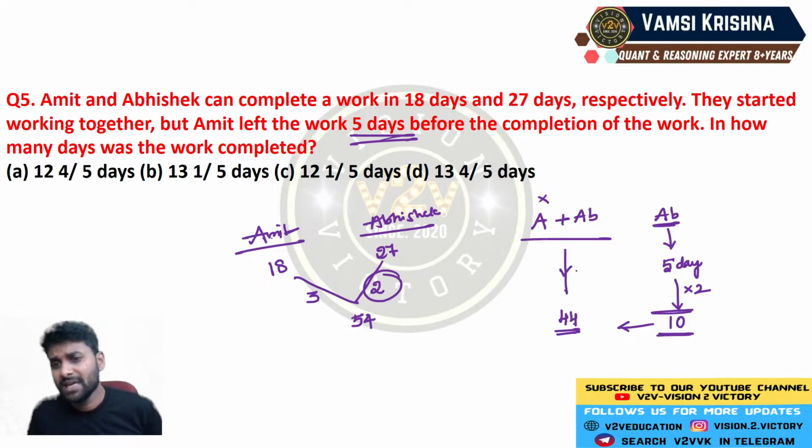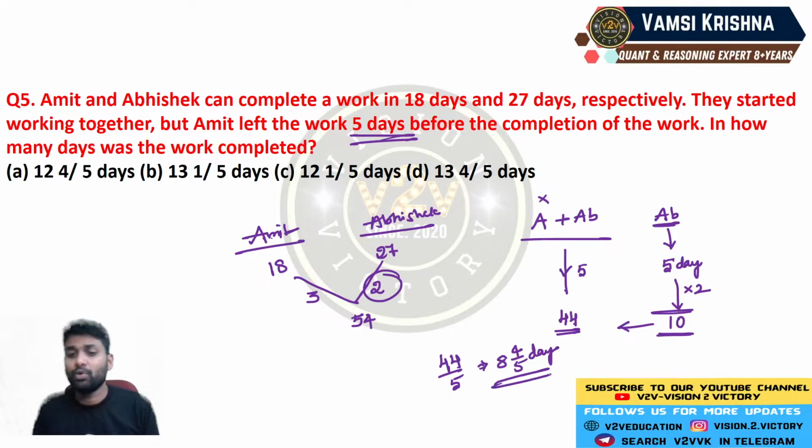Now you know that, see, Amit and Abhishek together they complete 5 units per day. If they complete 5 units per day, for 44 units, how much time does it take? So definitely 8 4 by 5 days. So here the question: both are working for 8 4 by 5 days, later Amit left the work, then finally Abhishek is working for 5 more days, then the whole work is completed.